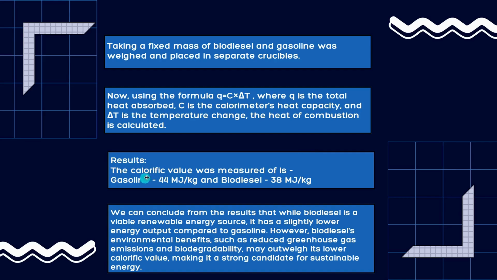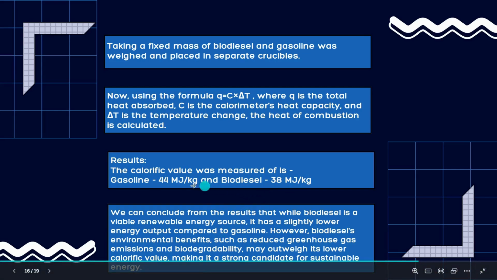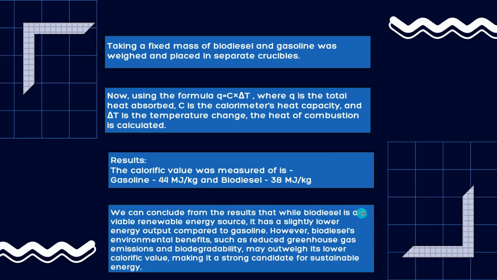Results: the calorific value of gasoline is 44 megajoule for 1 kg and for biodiesel 38 megajoule. So we can conclude from this result that while biodiesel is a viable renewable energy resource, it has a slightly lower energy output compared to gasoline for the same mass. However, biodiesel's environmental benefits such as reduced greenhouse gas emission and biodegradability may outweigh its lower calorific value, making it a strong candidate for sustainable energy.